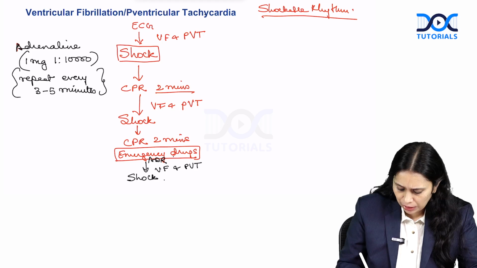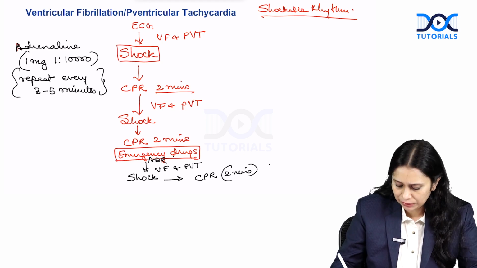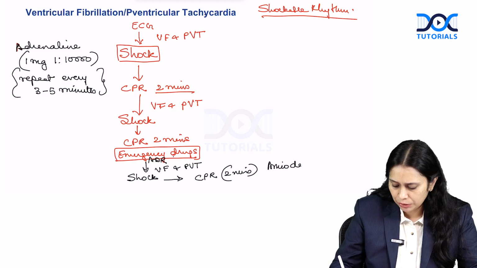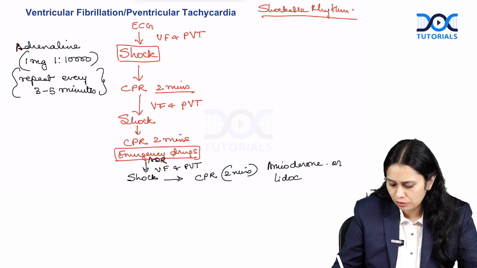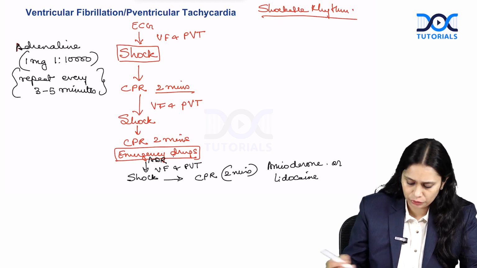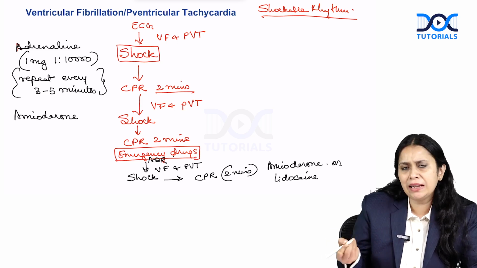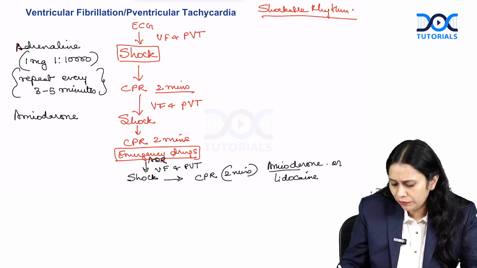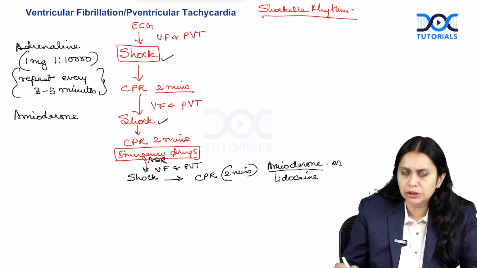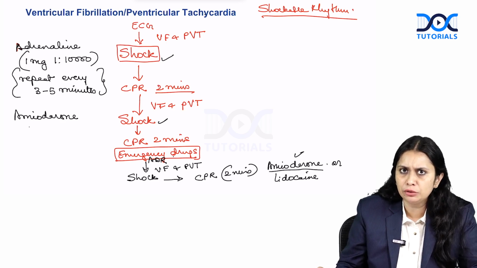After giving the shock, again I will continue with CPR for the next 2 minutes and I may give another emergency drug, that is amiodarone. We can give amiodarone. Or if amiodarone is not available, I can give lidocaine. So what is the dose of amiodarone? Now amiodarone is an antiarrhythmic agent and it increases the sensitivity of the heart to the shock. So if the previous shocks are not able to convert the rhythm into sinus rhythm, there's a possibility that after giving amiodarone, the rhythm will get converted into sinus rhythm.